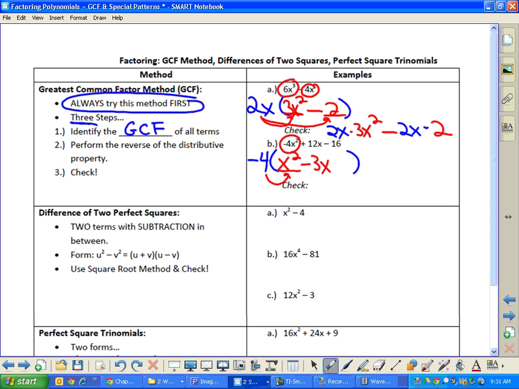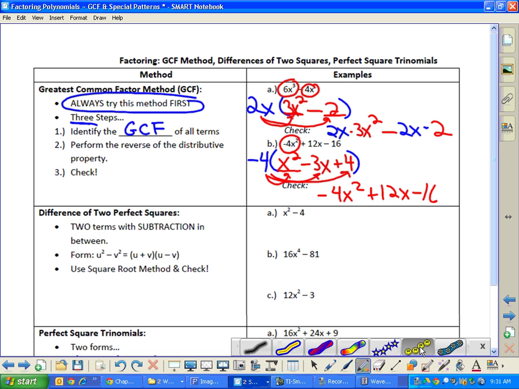Because a negative times a negative gives you a positive. Does everybody see that? Okay, one more. Negative 4 times what gets me negative 16, Joe? Very good. So if I did my check, I would use the distributive property to do this. It would be negative 4x squared plus 12x, and then minus 16. And honestly, that makes me a pretty happy camper because this here matches the original problem. So I know I did that correctly.